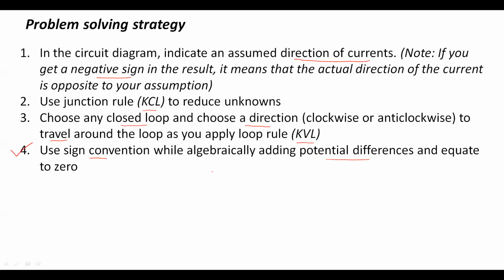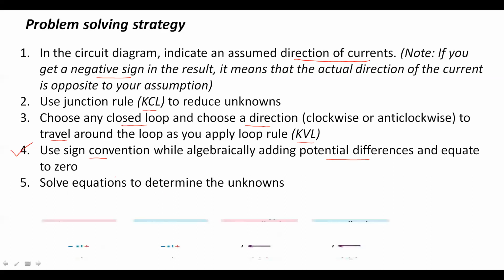And once you get the equations, all you need to do is solve those equations to determine the unknowns. So depending on the number of unknowns, you would require the equations to solve it. That is, if you have 3 unknown values, you would need 3 equations to solve them. That's all. Now let's try to understand the sign conventions better.